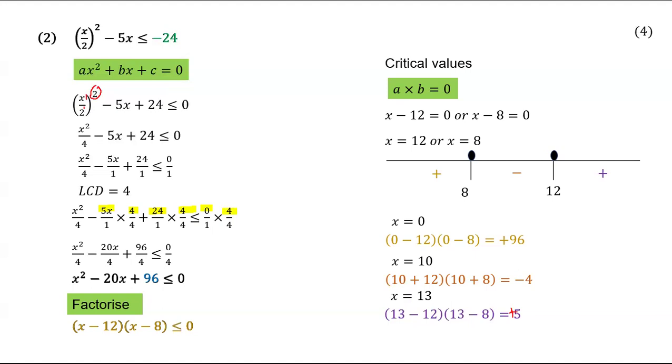Now, because the inequality wants us to find solutions that are less than or equal to 0, it means that it's where our solutions are negative, which will be between 8 and 12. So x must be between 8 and 12 for us to have a solution that is negative. So x must be greater than 8, and x must also be less than 12. And this is how I will allocate my marks.